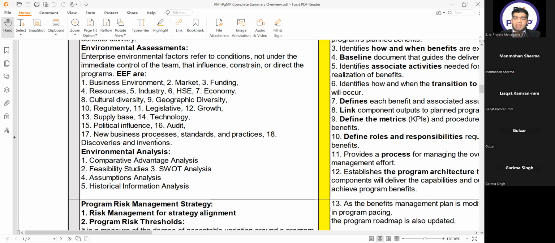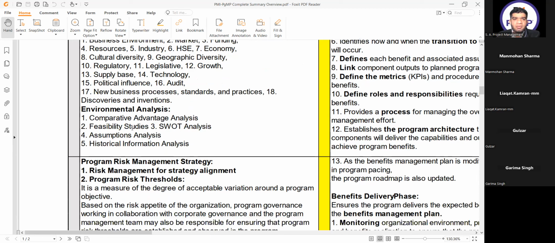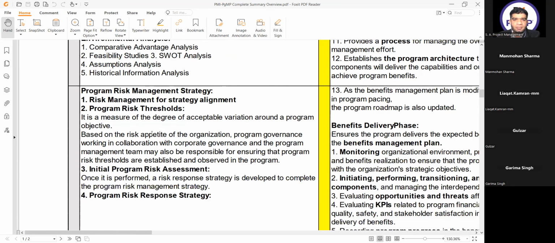These are all EEFs. And how do we do the environmental analysis? We can use comparative advantage analysis, feasibility studies, SWOT analysis, assumption analysis, and historical information analysis. These are the 5 tools that we can use to do environmental analysis.